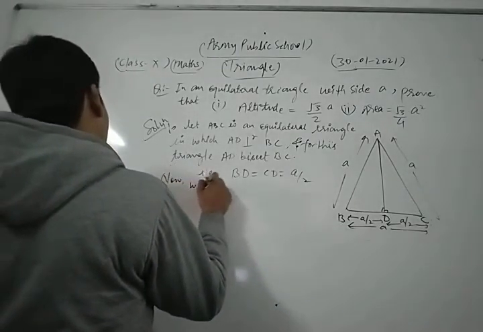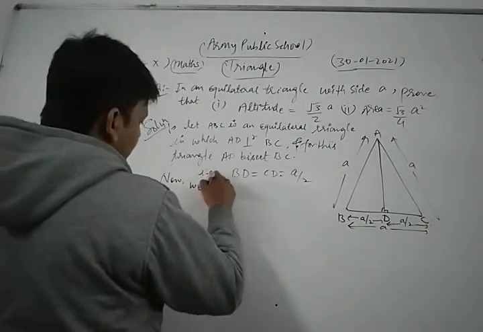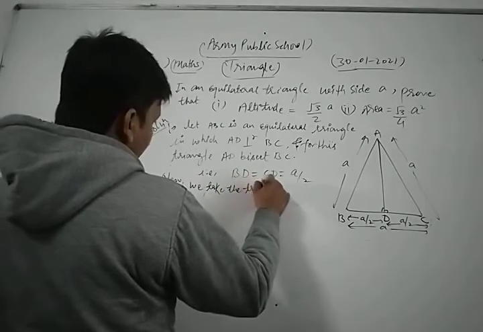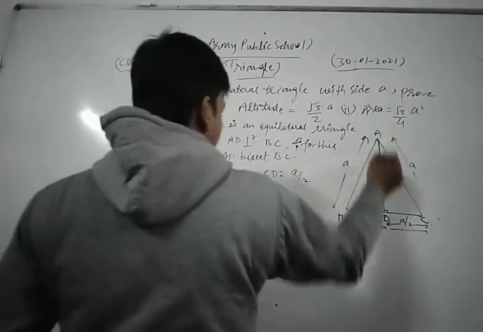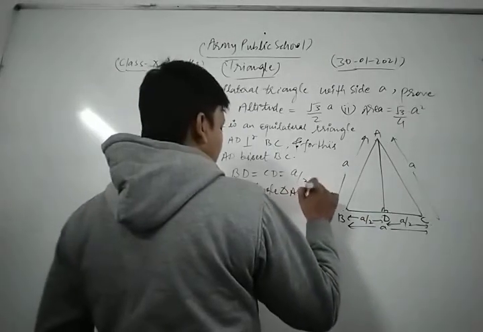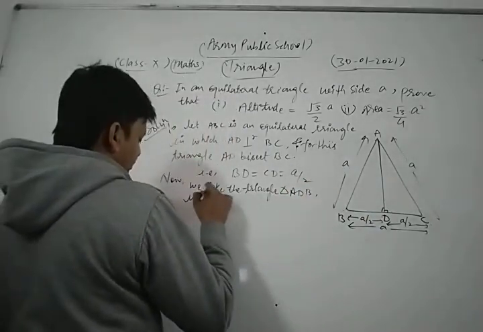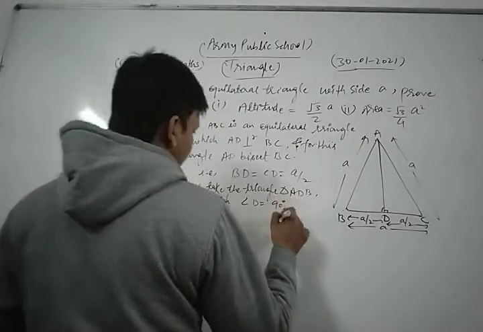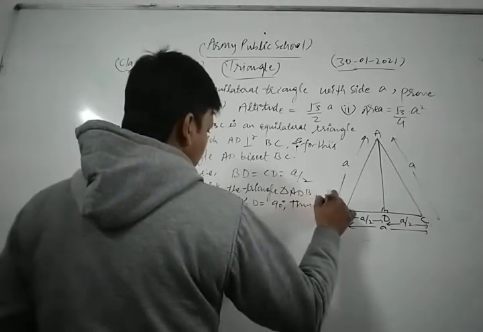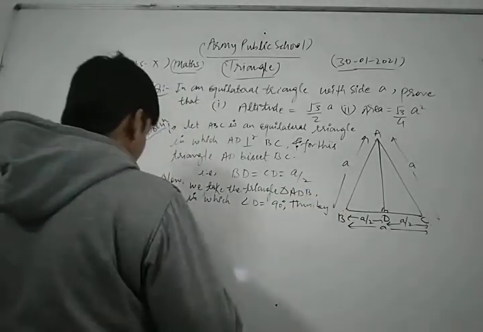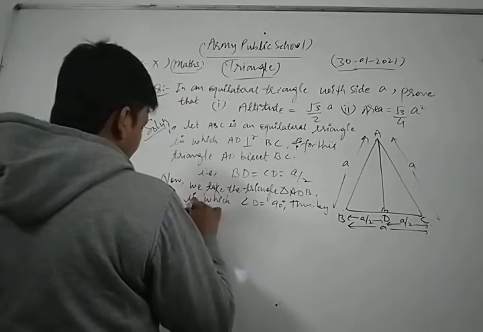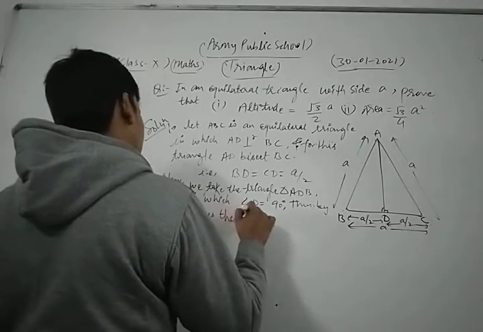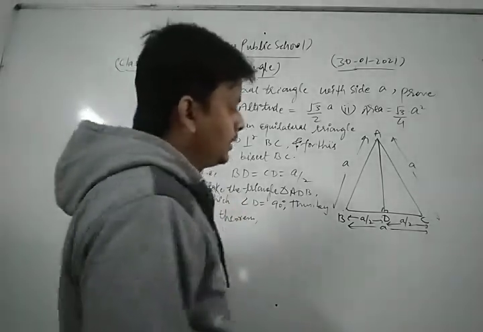now we take the triangle ADB, in which angle D is equal to 90 degrees. Thus, by Pythagoras theorem, let's see. You know what the Pythagoras theorem is?